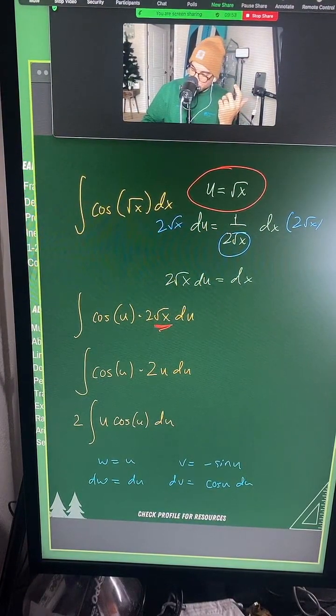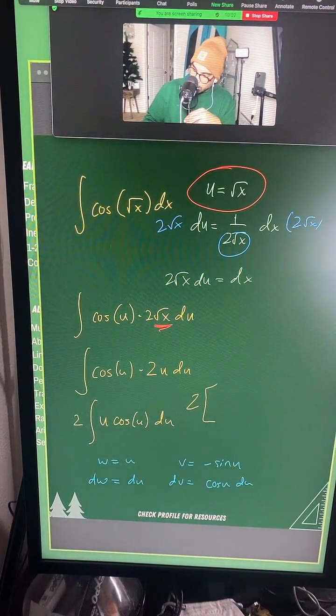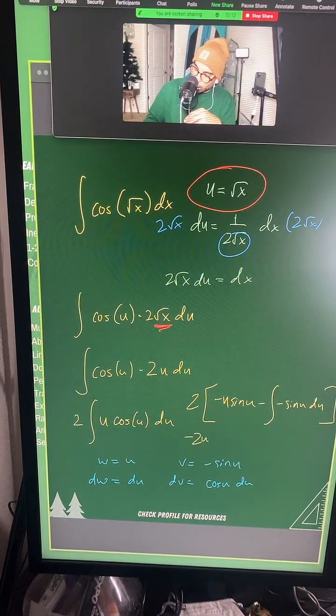So now I have 2 times uv, so it's going to have negative u sine u minus integral of negative sine u du. So I have negative 2u sine u, and then this is just going to be a minus, plus cosine, no, minus cosine u, and then plus c.